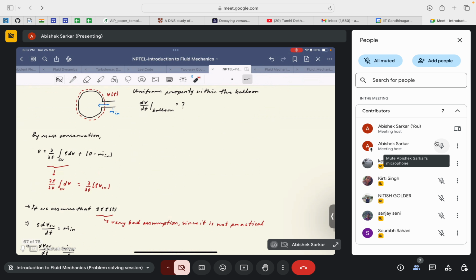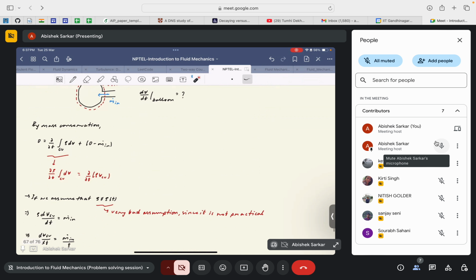Now there is one crude assumption that Professor Chakraborty had taken in the class. He considered a case where the density of the air remains constant, or is not varying with time. It's a very crude assumption, and he even mentioned that it's a very bad assumption to take, but he just wanted to give an idea of how you can analyze this kind of problem using mass conservation. So we will see why the solution is not very good.